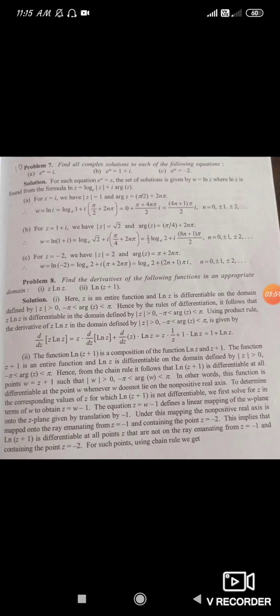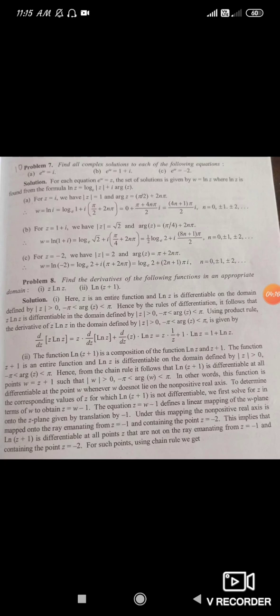Here the function ln(z plus 1) is a composition of the functions ln z and z plus 1. The function z plus 1 is an entire function and ln z is differentiable on the domain defined by mod z greater than 0, where minus pi less than argument z less than pi.